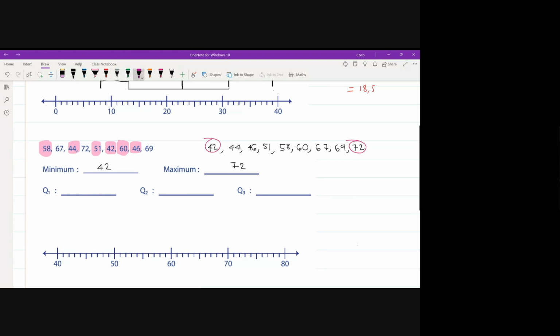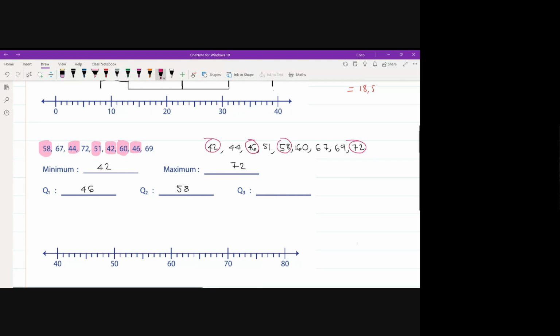Okay, then we can find our median by counting inwards. So our middle number there is 58. That is our median. Our Q2 is 58. Our Q1 is going to be the midpoint in here, the middle number in between these two, which in this case, if we count inwards, would be 46. So Q1 would be 46.